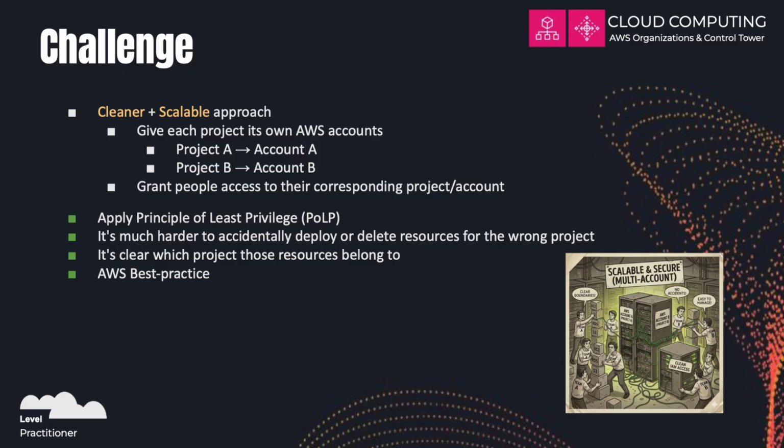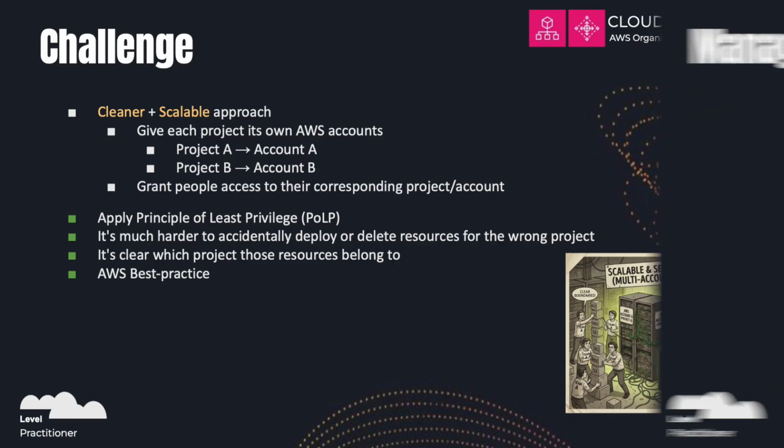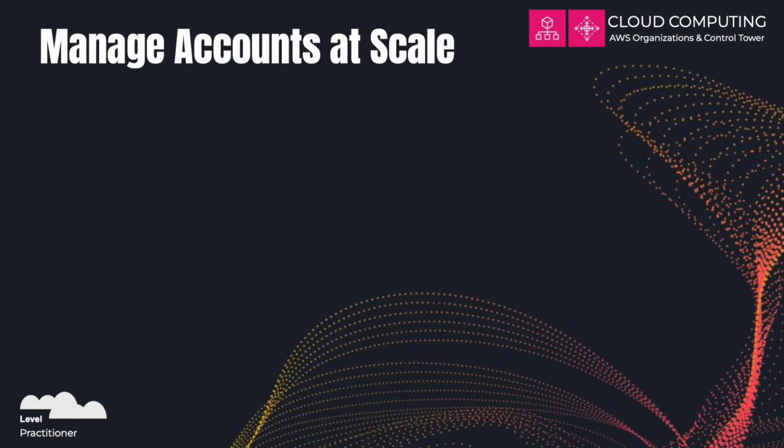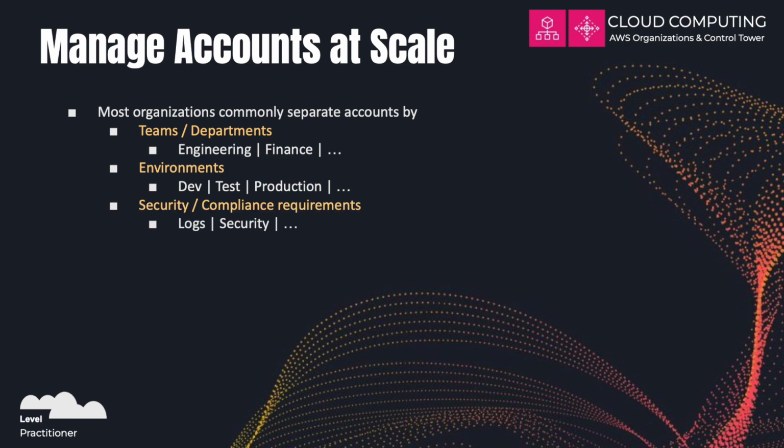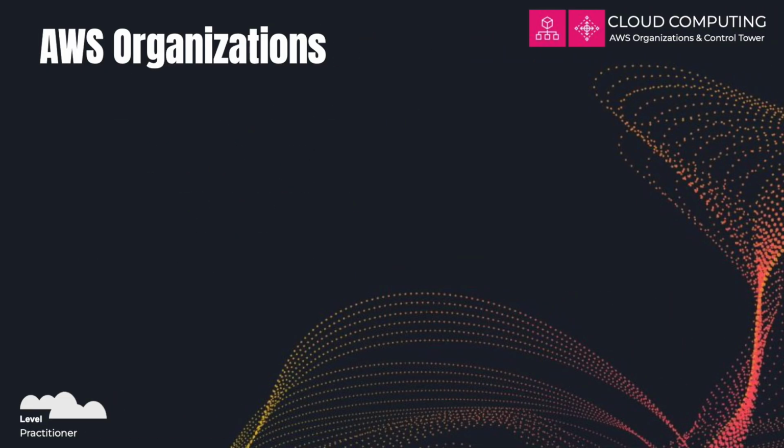So once you accept that multiple accounts are the norm, the next question is, how do you actually organize and manage all of them without going crazy? Most organizations use many accounts, often grouped and separated based on things like teams or departments, environments like dev, test, and production, security or compliance needs. And if you're going to have multiple accounts, you don't want to manage each of them in isolation. You want an easy way to manage them centrally, and that's where AWS Organizations comes in.